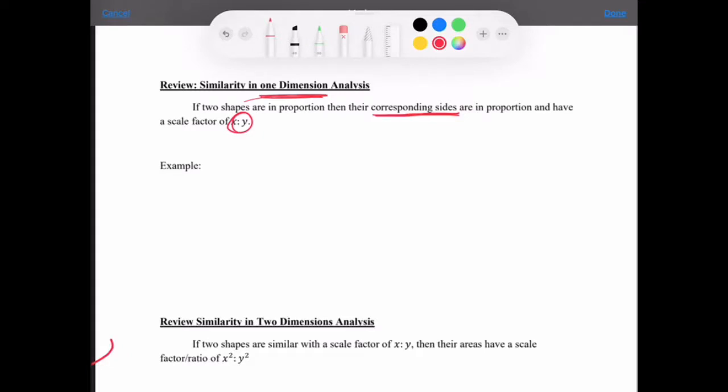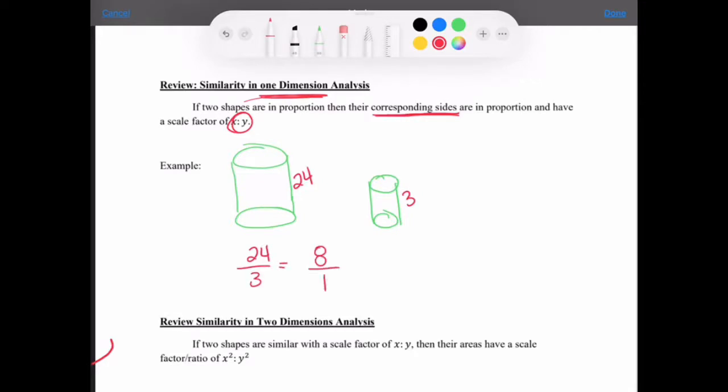So say I have a cylinder here, and it's proportional to a smaller cylinder here. Basically what this is saying, if we know they're proportional, this has a side of length 24 and this has a height of 3, then we can just do x to y, 24 to 3, which is 8 to 1. So their scale factor here, x to y, is 8 to 1. And that's true for any corresponding side.